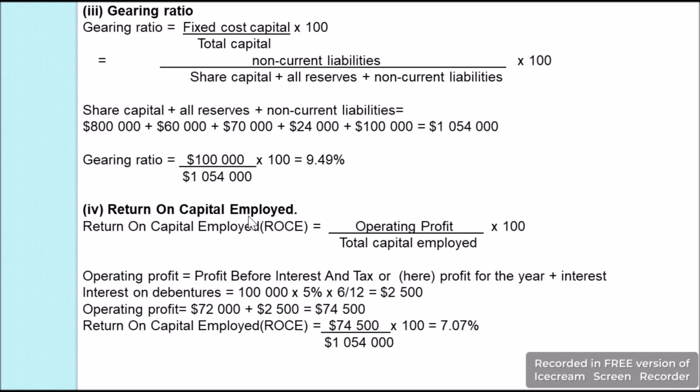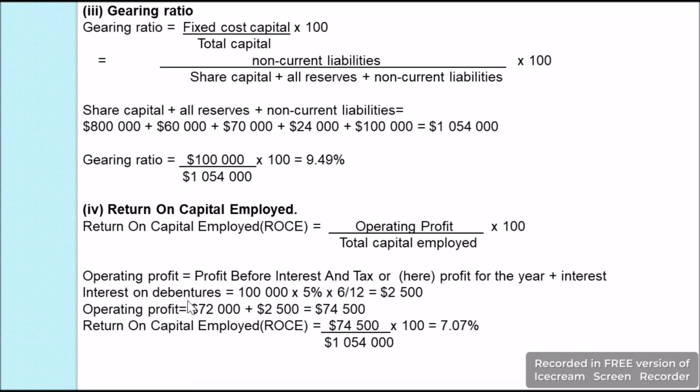Next we have return on capital employed, which is ROCE, which is equal to the operating profit times 100 divided by the total capital employed. The total capital employed which we have calculated here is $1,054,000. We don't have the operating profit. So what is operating profit? It is the profit before interest and tax, or we can take the profit for the year and then add the interest and the tax paid. We don't have tax here, so we'll add the interest which we have paid.